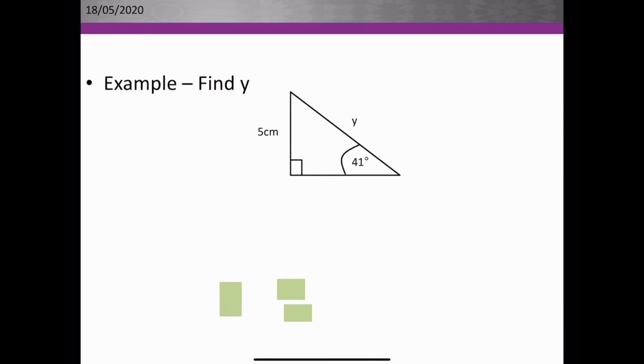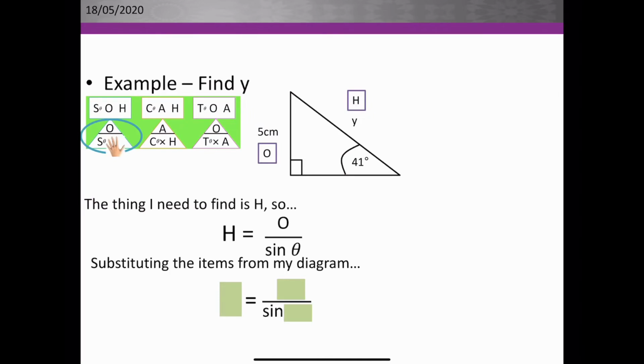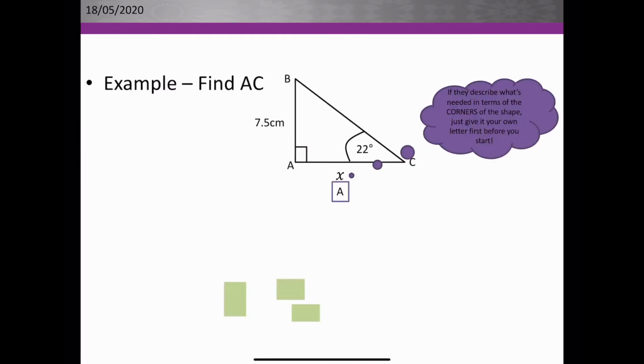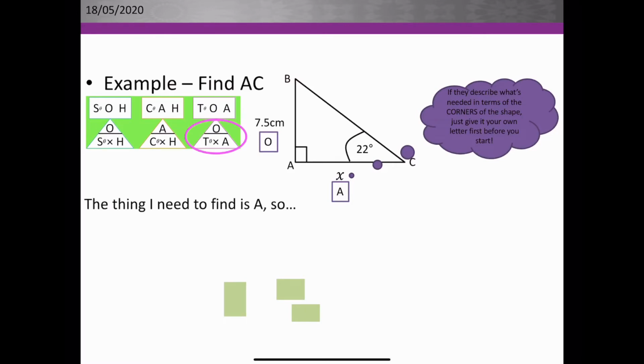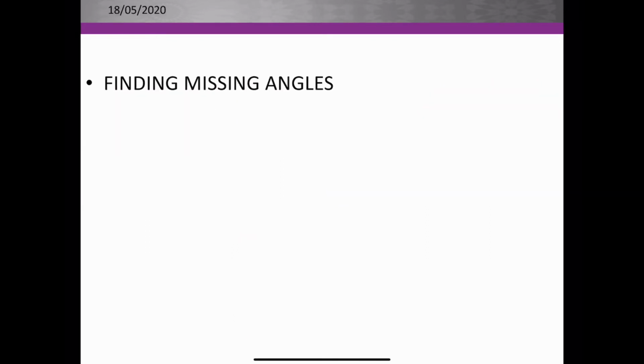Same again, pause this video and try this question. So you should have picked, for this one, 7.62. Yet again, now you're trying to find AC. You should have picked tan, and you've got 18.6.